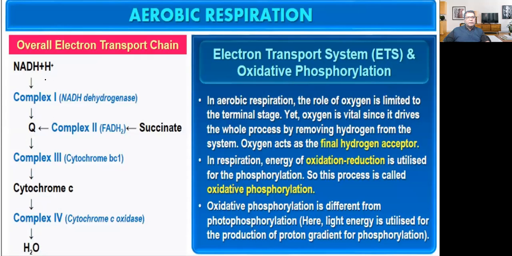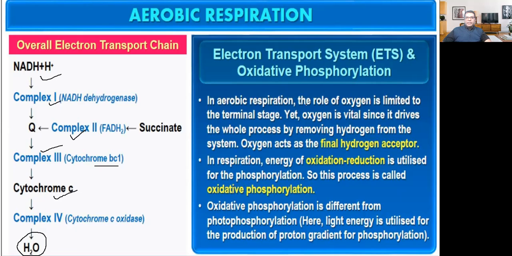In the overall electron transport chain, NADH enters into complex 1, then complex 2. In complex 2, FADH2 also enters this electron transport system. Then complex 3 is made up of cytochrome B, C1. Then complex 3 and 4 are connected with cytochrome C. Then from complex 4, this electron will be used by the hydrogen ion, converted into a hydrogen atom, and it will be used to produce what? Water molecule.